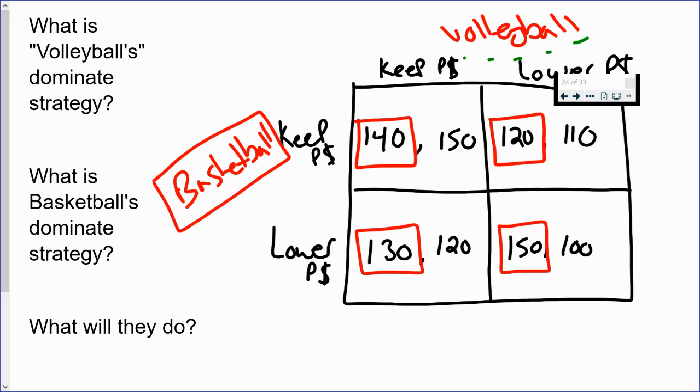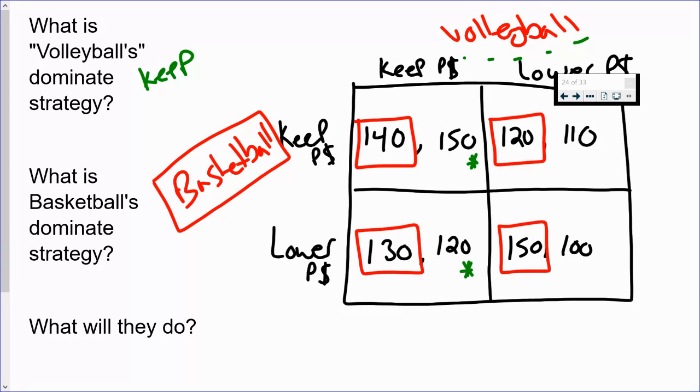So what am I going to do? Well, obviously I want $150, that's more. Now I've got to keep going. What if basketball decides to lower their price? Do I want $120 or do I want $100? Well, $120 is more, so I want $120. So what is volleyball's dominant strategy right now? Well, we can see it is to keep the price what it is.